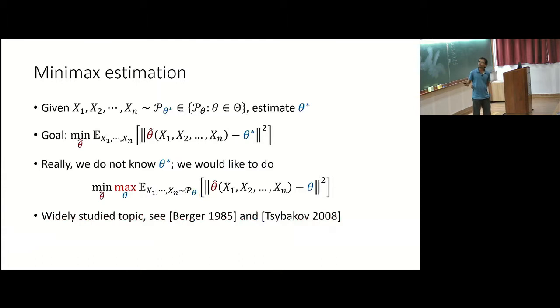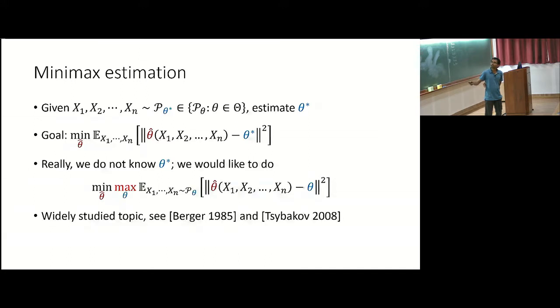The minimax estimation problem is one of the fundamental problems in statistics. Let's say we have a family of probability distributions p theta, parameterized by this parameter theta, which lies in some set, and we are given n samples from one of the distributions here, p theta star, corresponding to the parameter theta star. So the task is that we are given x1 to xn, which are sampled from this theta star, and we need to estimate theta star from these samples.